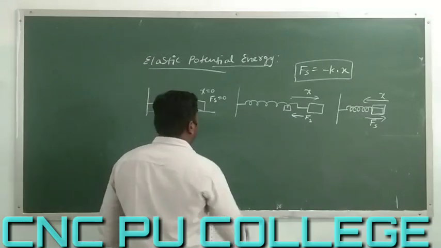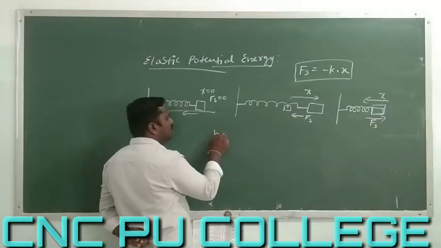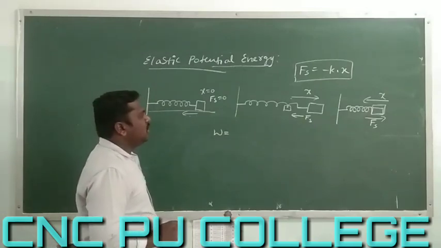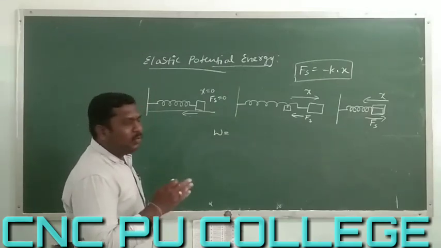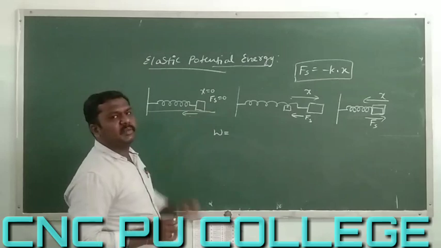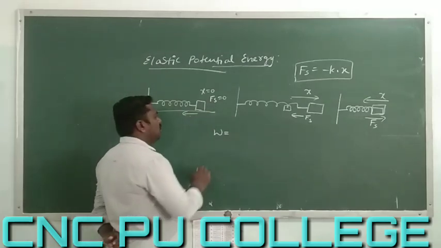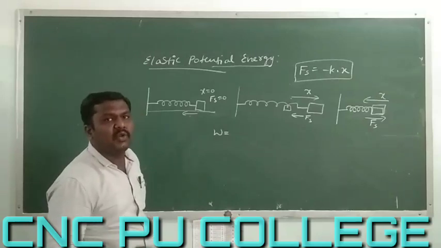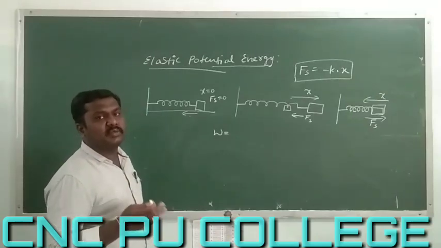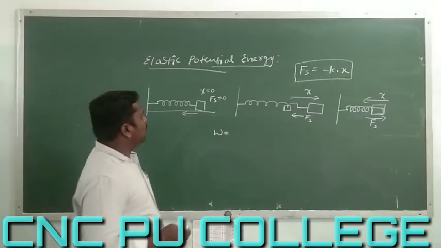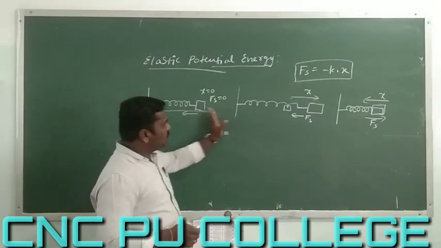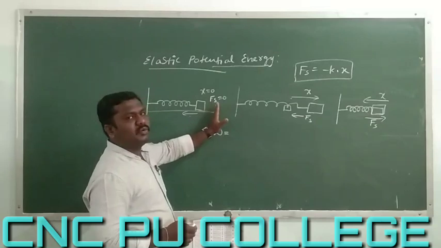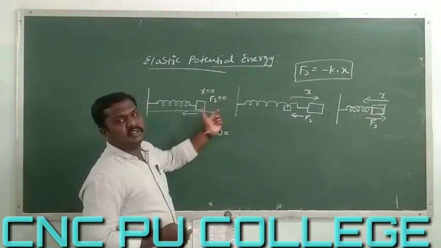So we know that the amount of work done is equal to force into displacement. Let us consider we are displacing the block through a small displacement dx. So the total work done will be the integration of all such small work done. Repeatedly we are using the concepts of integration. Here we are taking the block from mean position to extreme position, so we have to consider it has been displaced through small displacements dx.